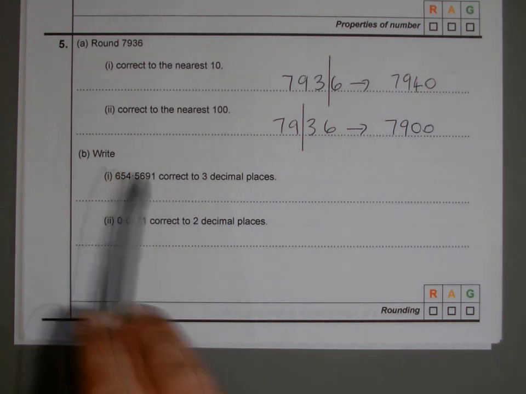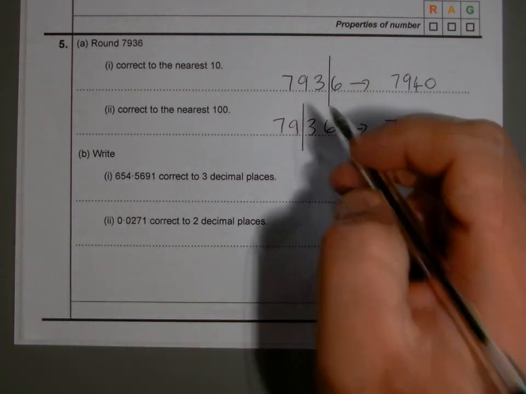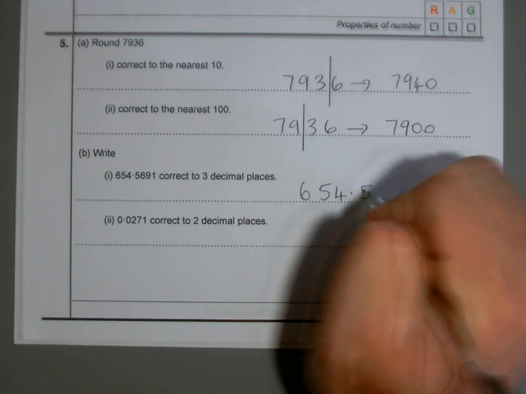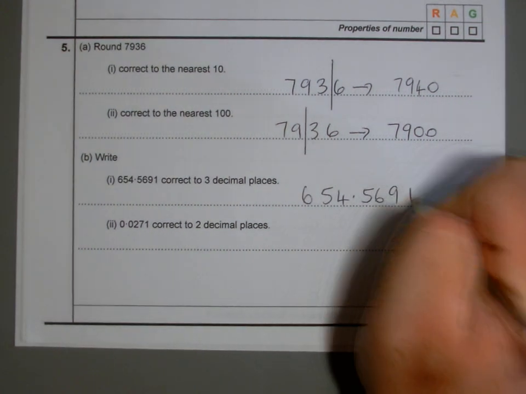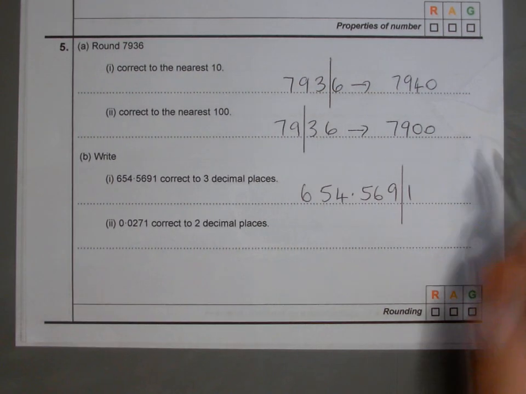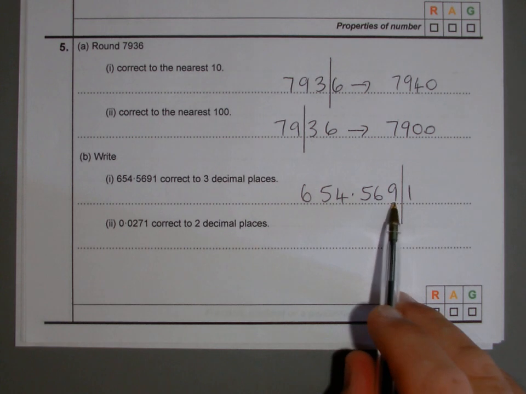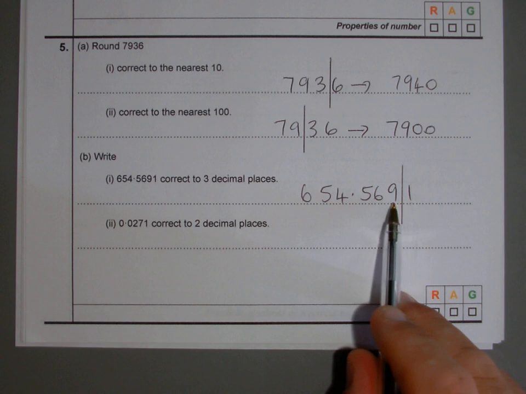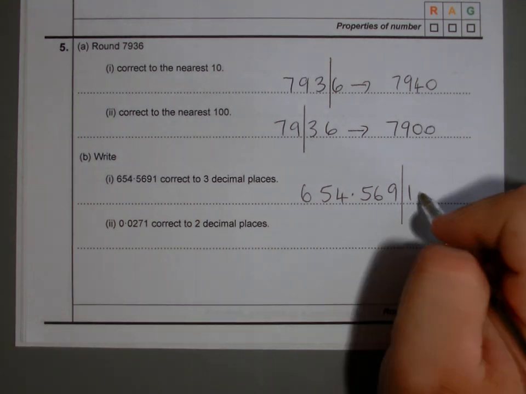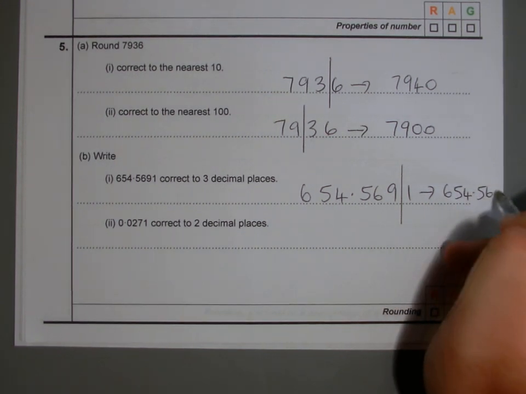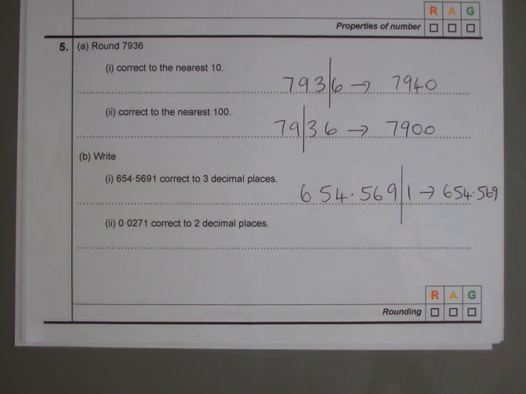Okay, decimal places, round to 3 decimal places. So a similar process here. What you do is draw a line after the 3rd decimal place, and you decide, do I round this up or down? Well, because that's a 1, I'm going to round this down, because it's going to be closer to this than the next one along. So this will become 654.569. I'm not interested in that now.